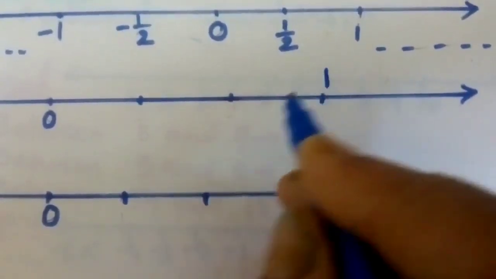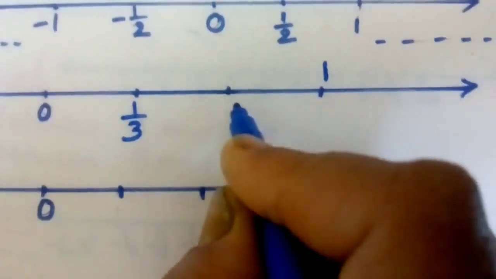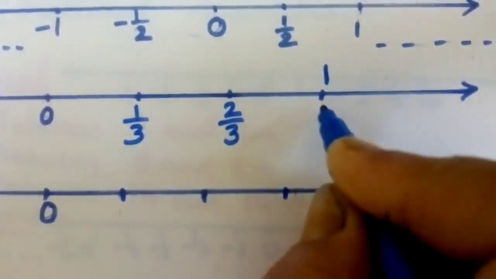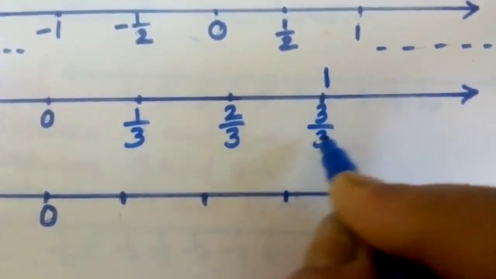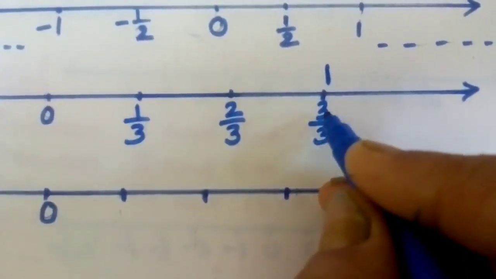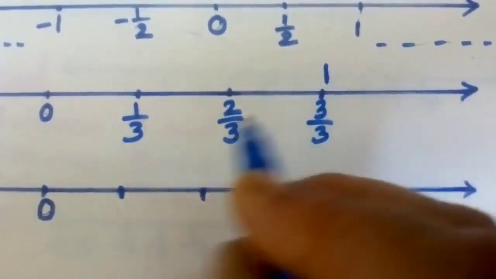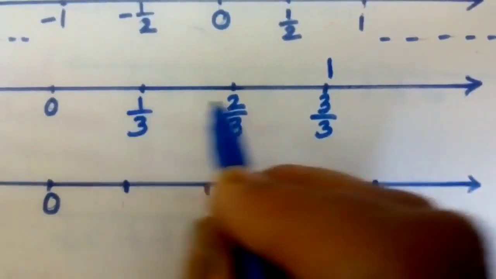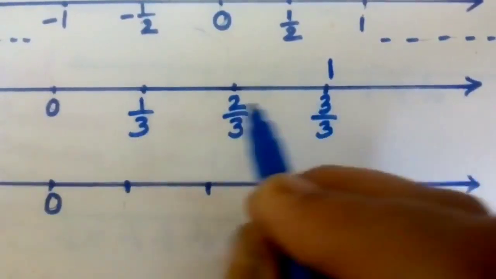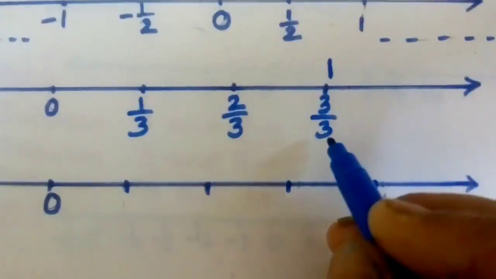If we divide the numbers between 0 and 1 into 3 equal parts, the first number will be 1 upon 3, the second number will be 2 upon 3, the third number will be 3 upon 3. 3 upon 3 is nothing but 1, because the 3s cancel. So if we divide the number line from 0 to 1 into 3 equal parts, it is 1 upon 3, 2 upon 3, 3 upon 3.